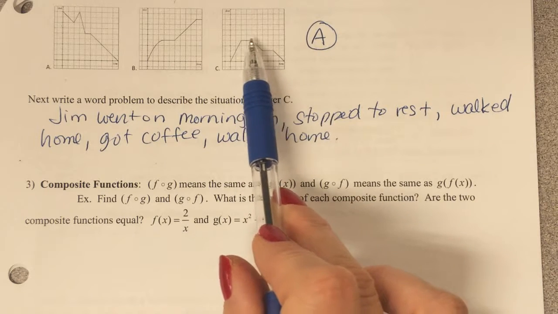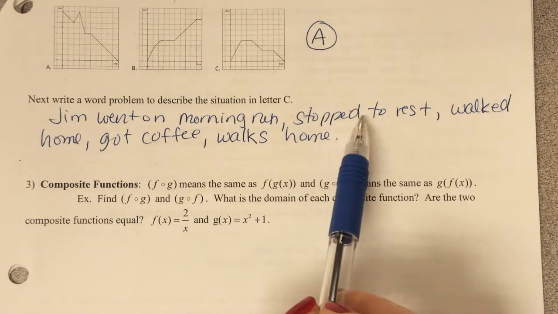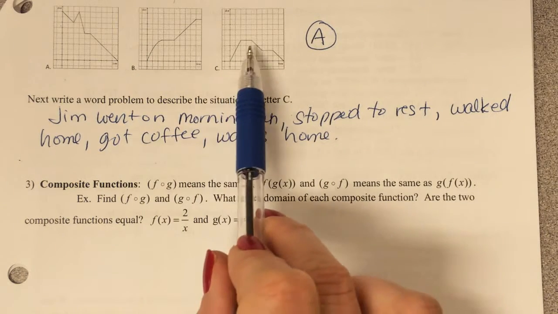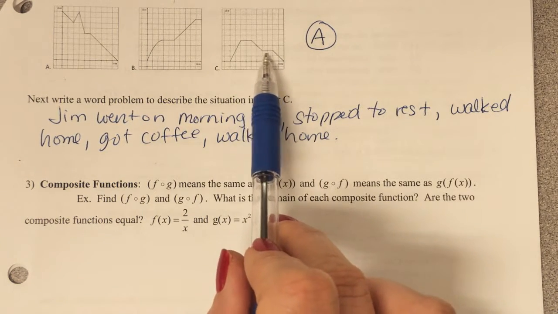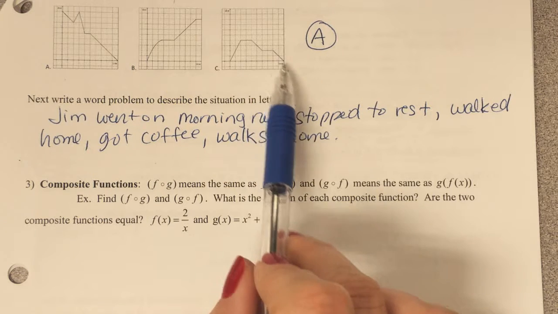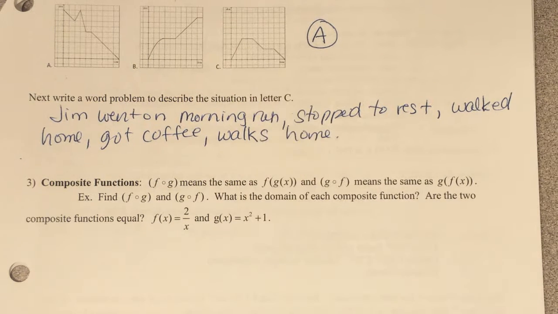Anytime that his distance is not changing, that means that he is not moving. And so that's why she had to say he stopped to rest. And then here he's getting coffee, so he's just standing there waiting at Starbucks or wherever he is. And then he walks back home, so he's getting closer and closer to home. All right, very good. Yep. Right.